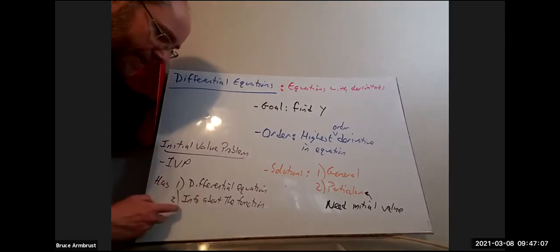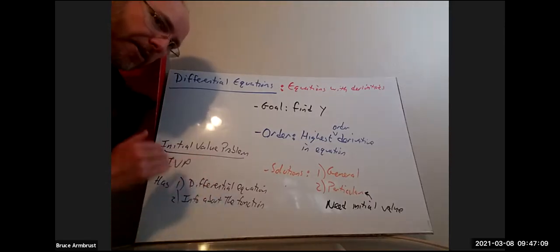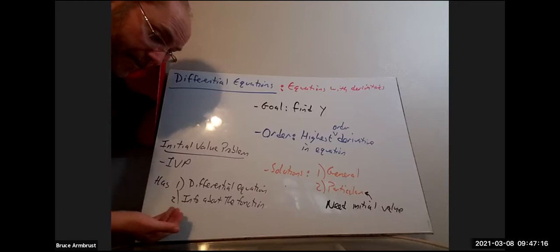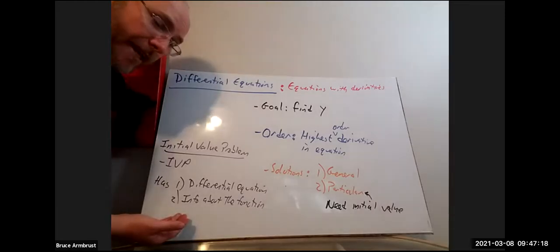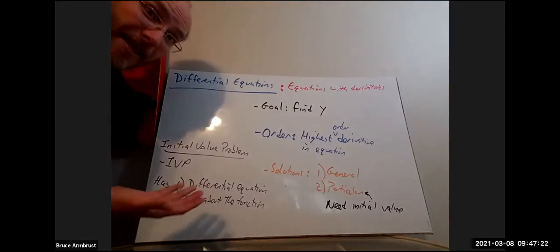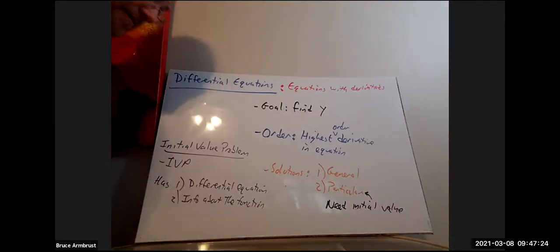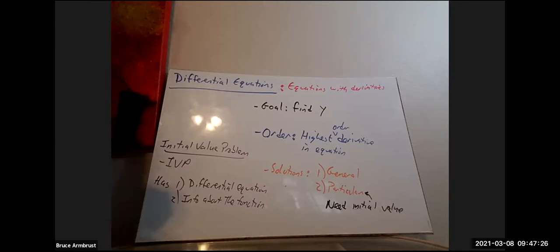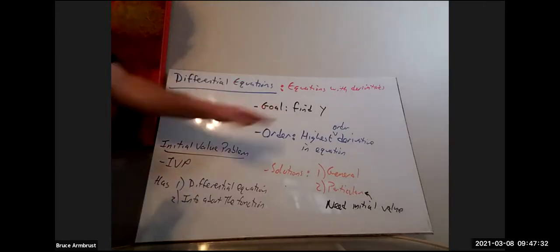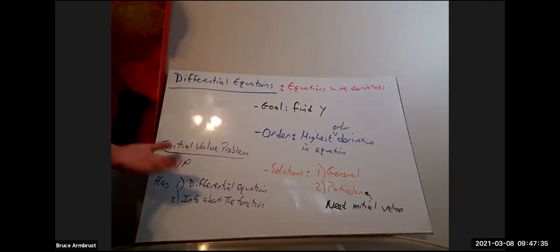So that's why I like to just write it as information about the function, because that can take all kinds of different forms. But you need something in order to get a particular solution, in order to find that C, right? Otherwise, the C can be absolutely anything. All right, so this is what they are. This is our goal. So we should probably start talking about how we do this.